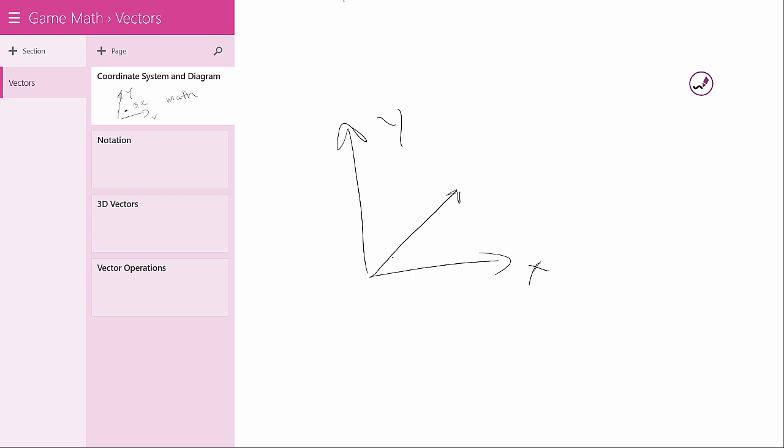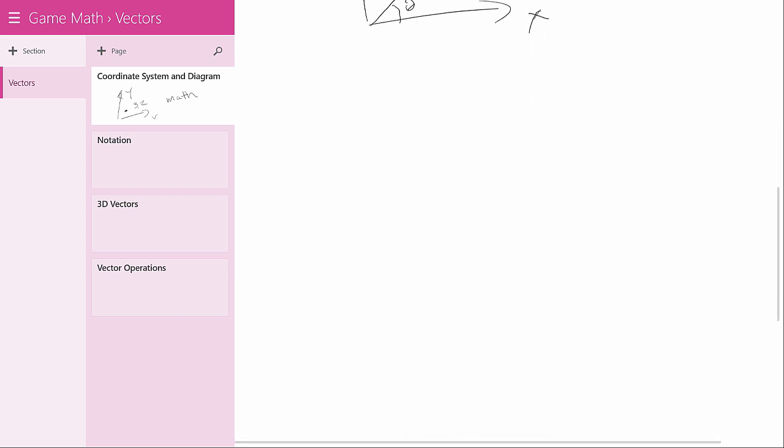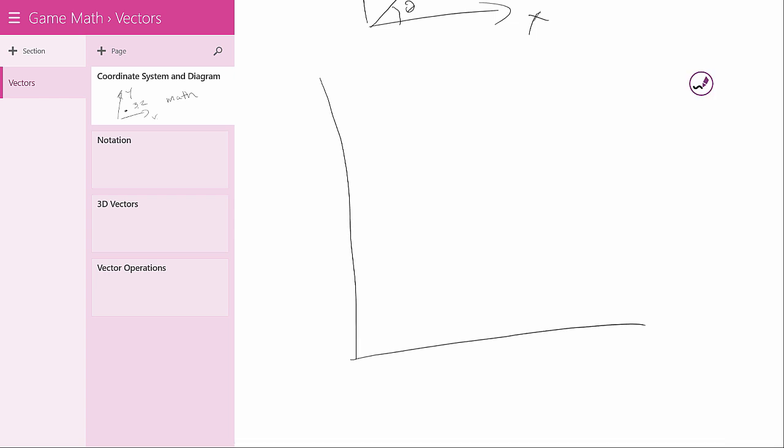So that here is the angle. Theta is usually used for the angle in mathematics, so you might see me do something like that for theta. That's the angle, and then that's the length or the magnitude of the vector. So we have that. Let me draw it a little bit bigger here.